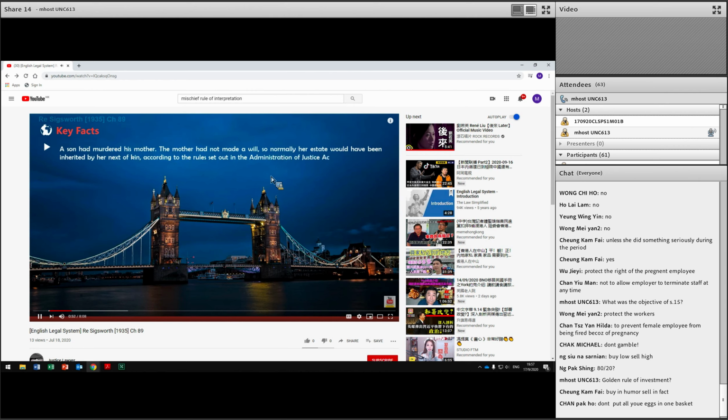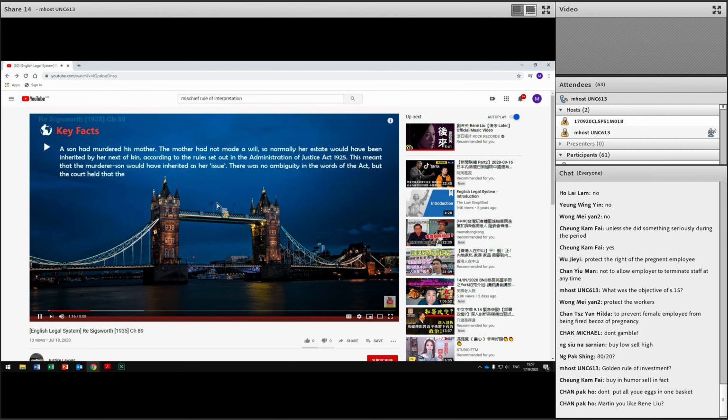So in Hong Kong or under English law, anyone can make a will. If he has made a will, the estate will be distributed in accordance with the will. But if there's no will, the estate will be distributed according to the legislation. In Hong Kong, we also have a legislation for this purpose. It's called the Intestate Estates Ordinance.